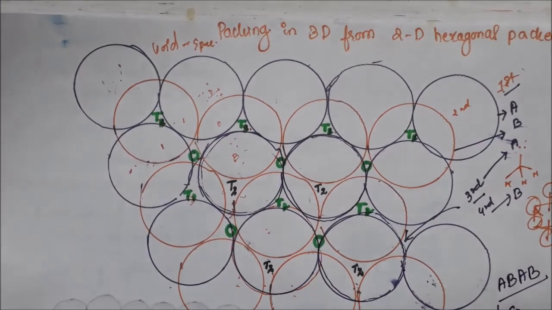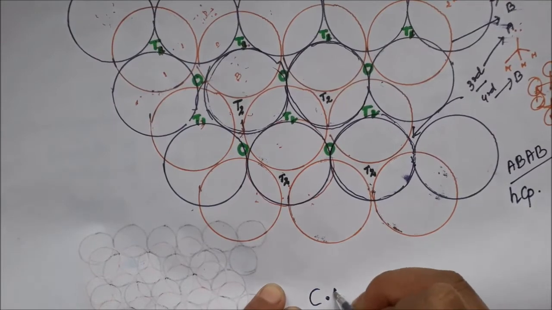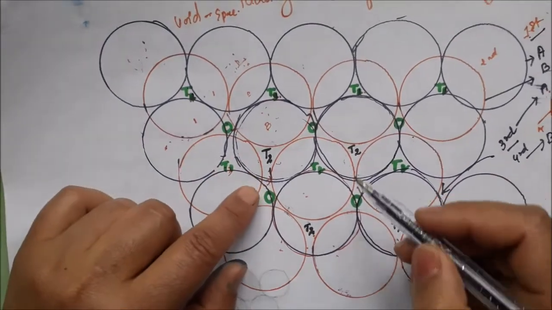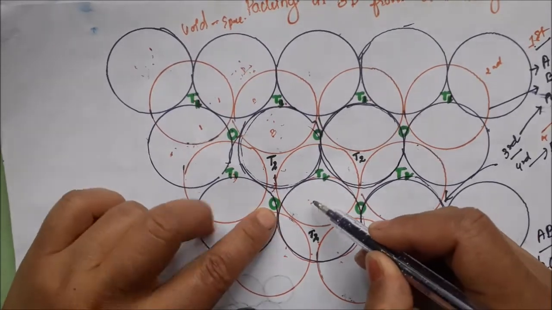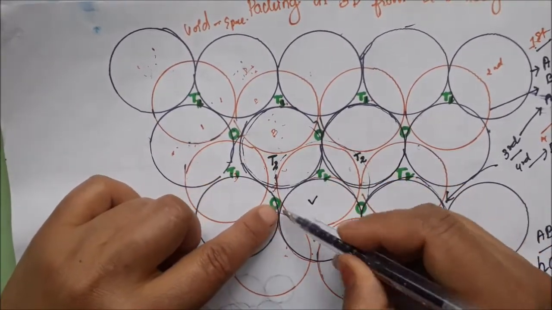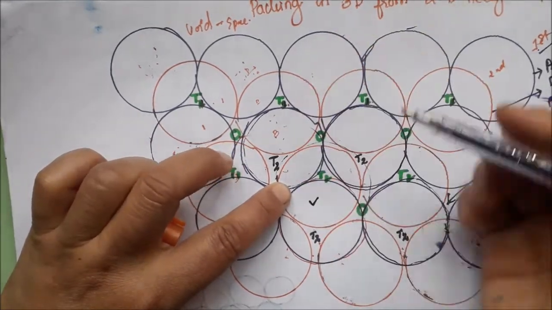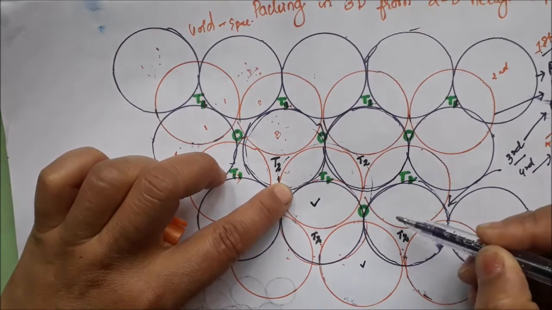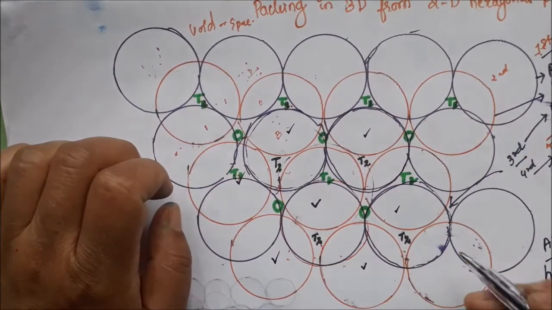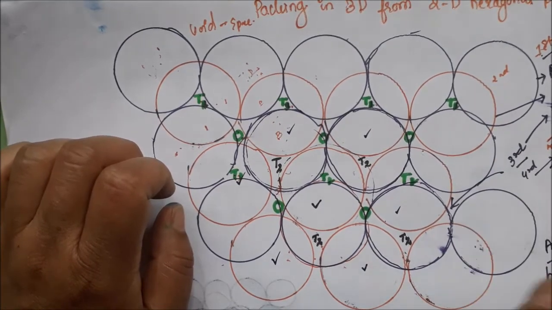Now let us try to calculate the coordination number. Let's take any one, this orange one. Now how many surround it in this second layer itself? So this one: 1, 2, 3, 4, 5 and 6. 6 are surrounding or touching it.